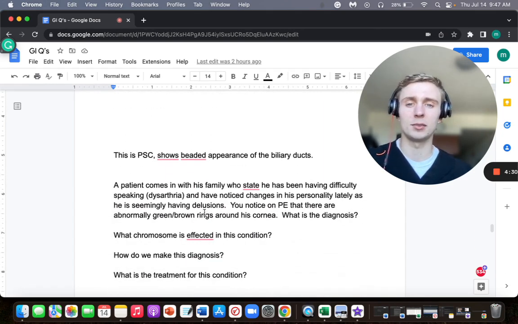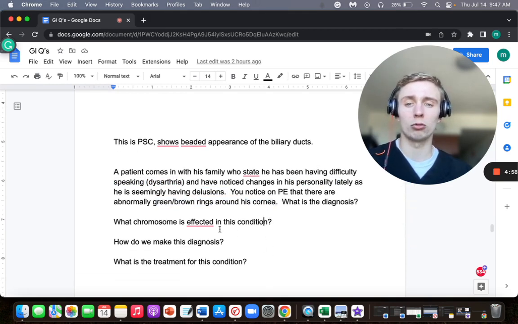Next patient comes in with his family, who states he has been having difficulty speaking, dysarthria, and has noticed changes in his personality lately, as he is seemingly having delusions. You notice on physical exam that there are abnormal green-brown rings around his cornea. What's the diagnosis? What chromosome is affected in this condition? How do we make this diagnosis? And what is the treatment for this condition?